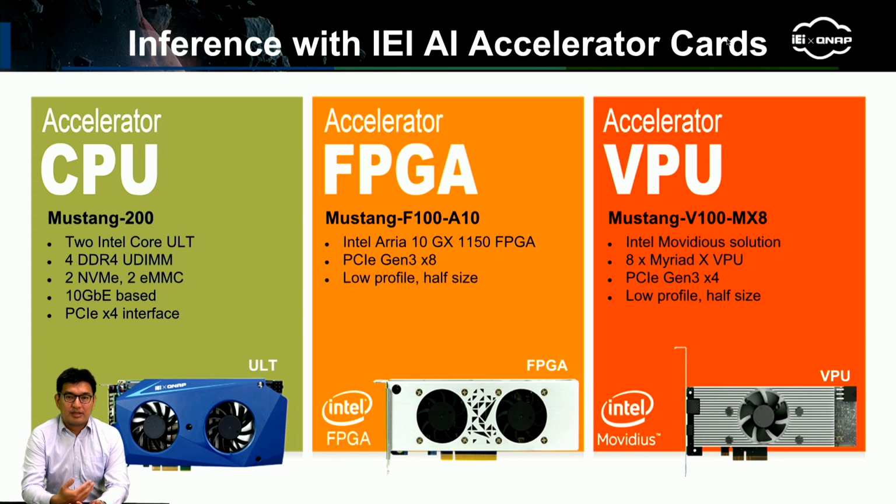And here is the IEI AI Accelerator Cards family. You can see that we have the CPU card and also the FPGA and the VPU. These cards support Intel OpenVINO, so you can easily get the benefit from OpenVINO. OpenVINO can help you do model optimization, so you can easily deploy your model to this card and use OpenVINO to get the optimized result.